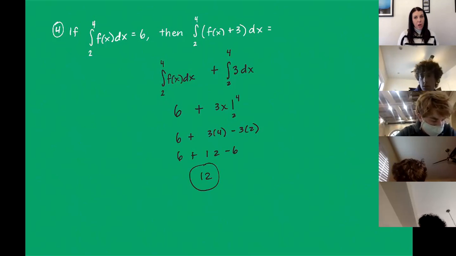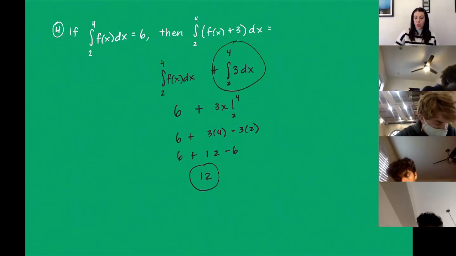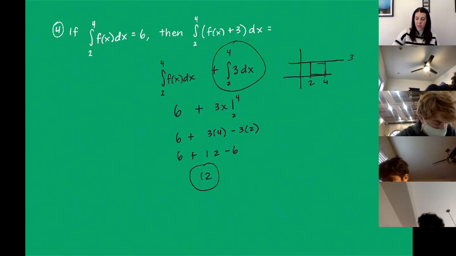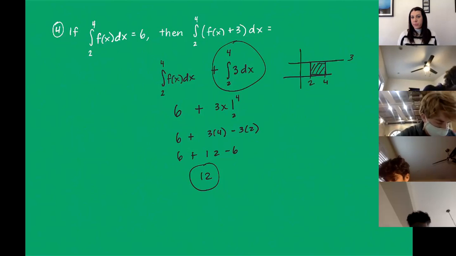Not super hard. You could even think about this geometrically or graphically, right? If I'm trying to find the integral from 2 to 4 of 3, that's just finding the area of this rectangle here for that portion, which ends up being a base of 2 and a height of 3, so it's 6. You could do it that way also if that seems easier.